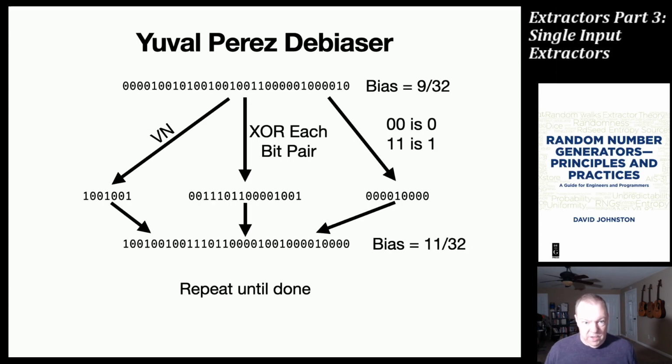But here's what's going on in a clearer form. So we've got our bit string, the same as we had before, and our bias is 9 out of 32, which is what we happen to get from a 0.3 biased source. You run this data through the von Neumann debiaser, and we get this string that we got out before, and that becomes the first string of the output.